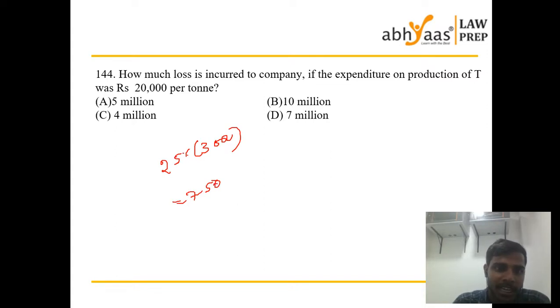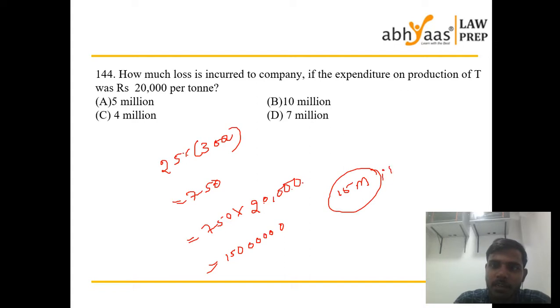So for 1 ton it is 20,000 and the total production is 750 tons. So 750 into 20,000. This will give you 750 into 150, with 5 zeros. 1, 2, 3, 4, 5 zeros. This is 15 million. 15 million is your total cost of production.